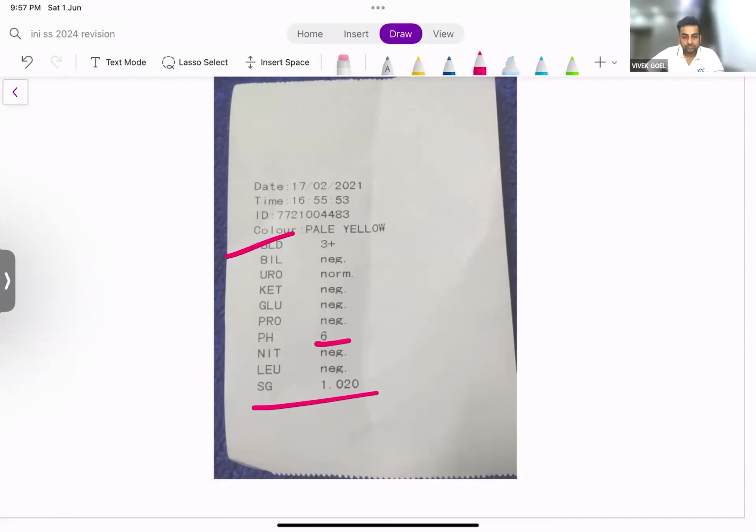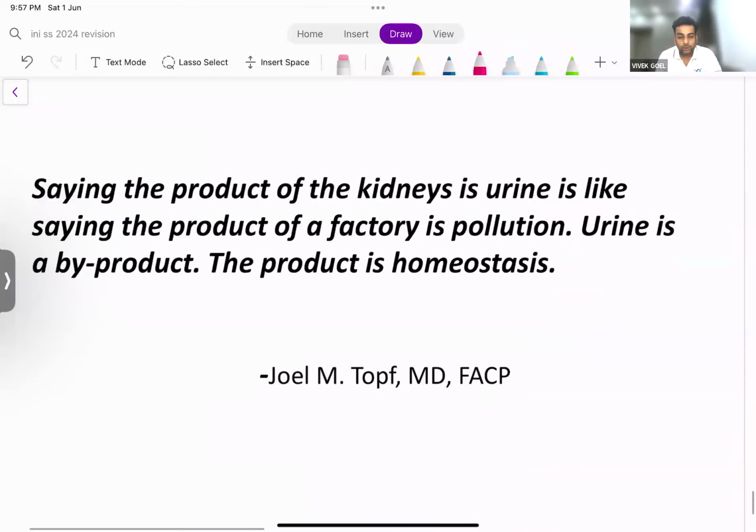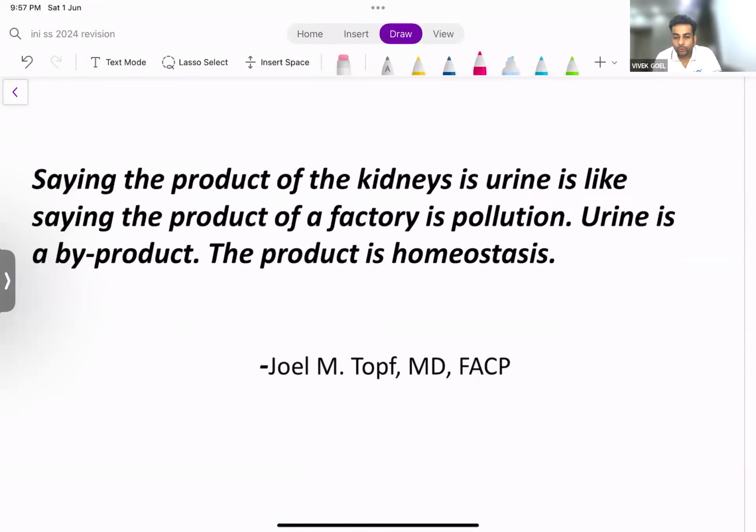Okay. Now I hope I was not too fast, because I wanted to end it in time, and I think I have been able to convey the very, very important message. But before I conclude, I would like to conclude with the quote of Dr. Joel M. Topf, saying that the product of the kidneys is urine is like the product of a factory is pollution. Urine is a byproduct. The product is homeostasis, which is very, very important.